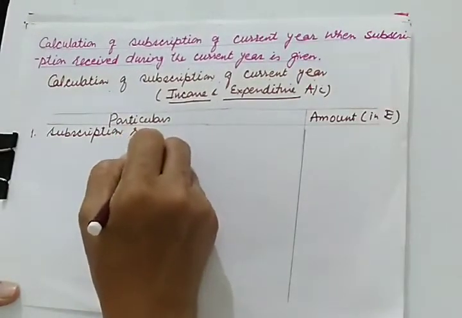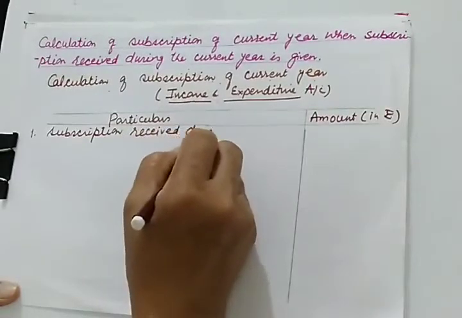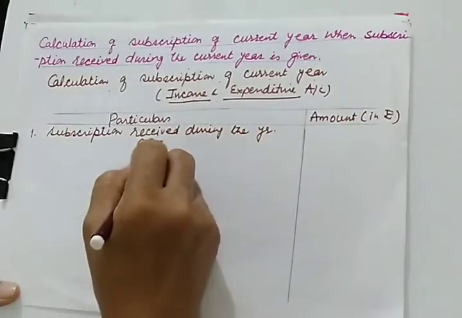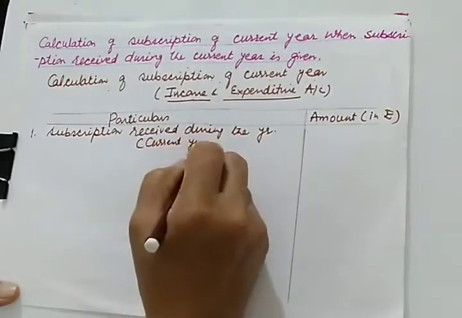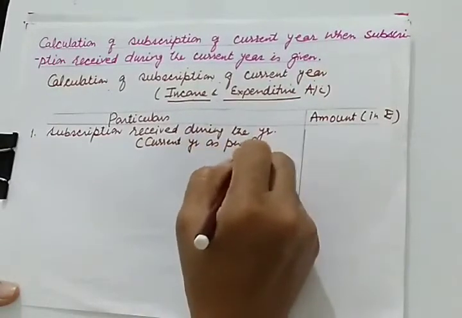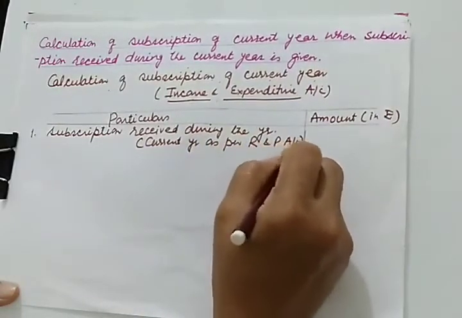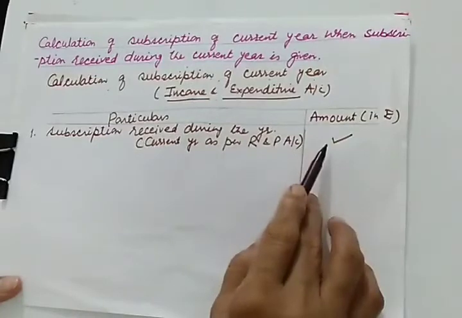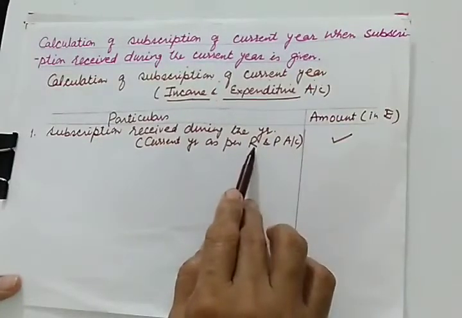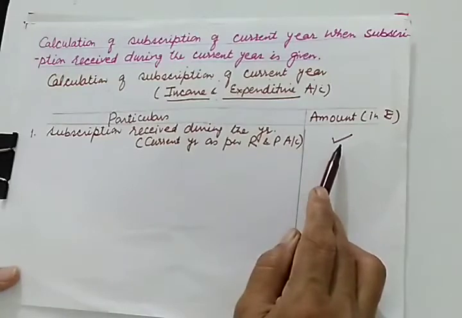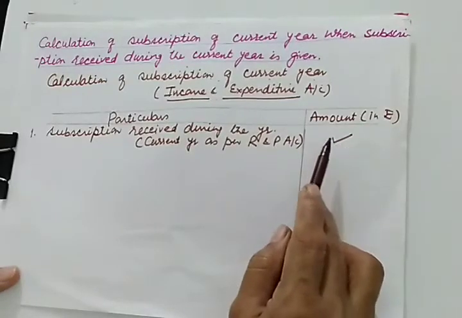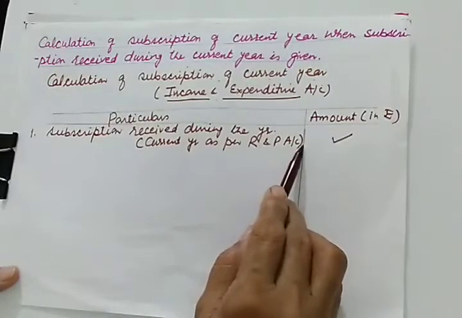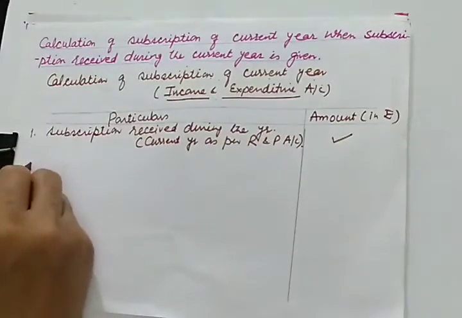received during the year will be given to us. Received during the year, during the year means during the current year, as per receipts and payment account, because the receipt and payment account will give you subscription received during the year. Now, the receipt and payment account records all years' subscription, whether you receive for the previous year or for the next year. So from that we need to deduct.